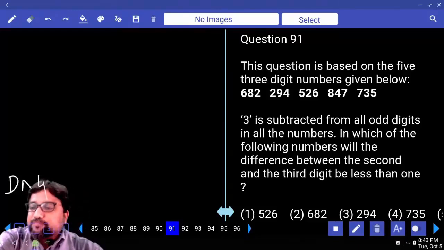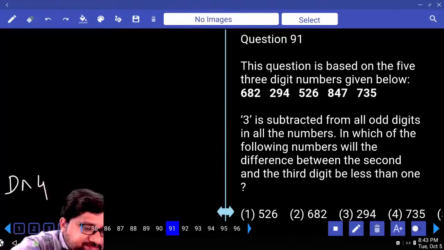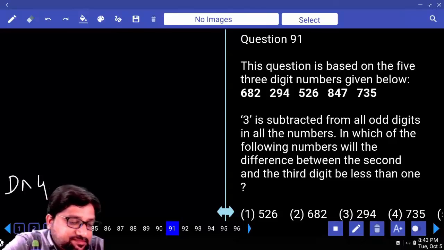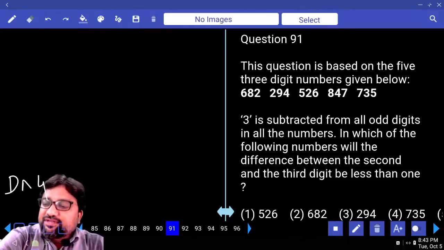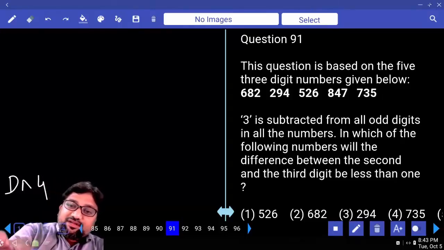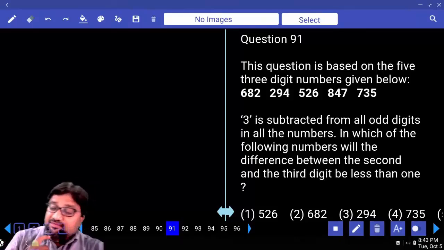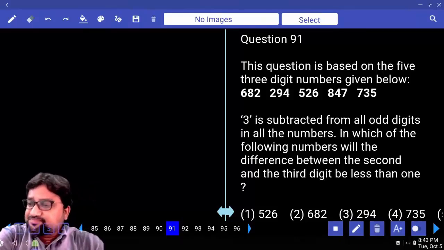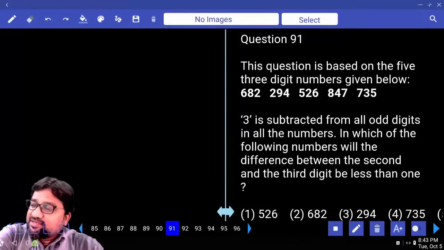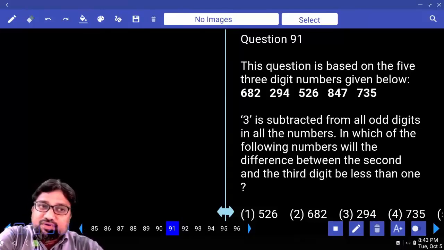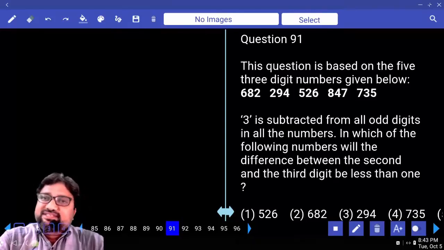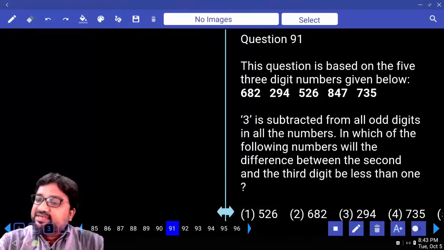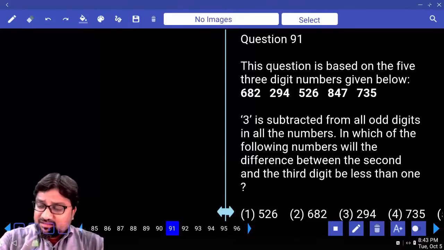First, what did he say? If 3 is subtracted from all the odd digits in all the numbers, now you have to subtract 3 from all digits in all the numbers. Only concentrate on odd digits. 682, all are even digits. 294, how much should we subtract? Subtract 3.